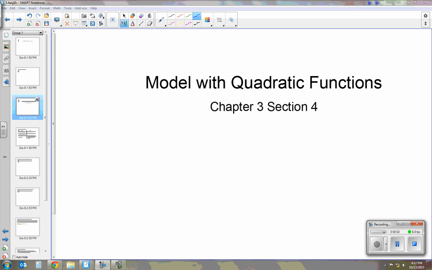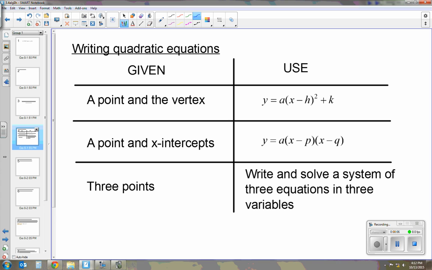Today I'm going to be talking about modeling with quadratic functions. I'm going to start off with a chart here. Depending on what I give you, you can select a form that's going to make it easier to write the equation of a quadratic.